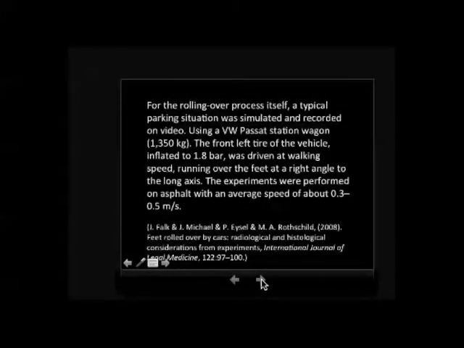Here's a paragraph from another research paper, this one about the effects of running a car over human feet, that illustrates yet another arrangement of information. Notice here the movement from general abstract language, like process and situation, to the more concrete specific language, like VW and front tire. This arrangement of ideas, in fact, is commonly referred to as general to specific.